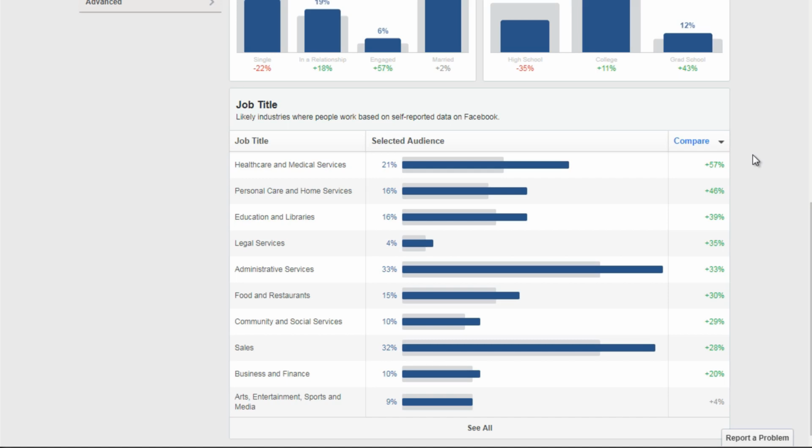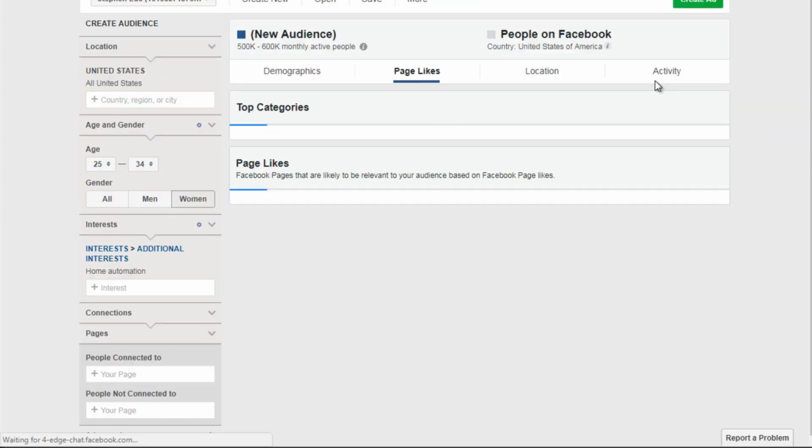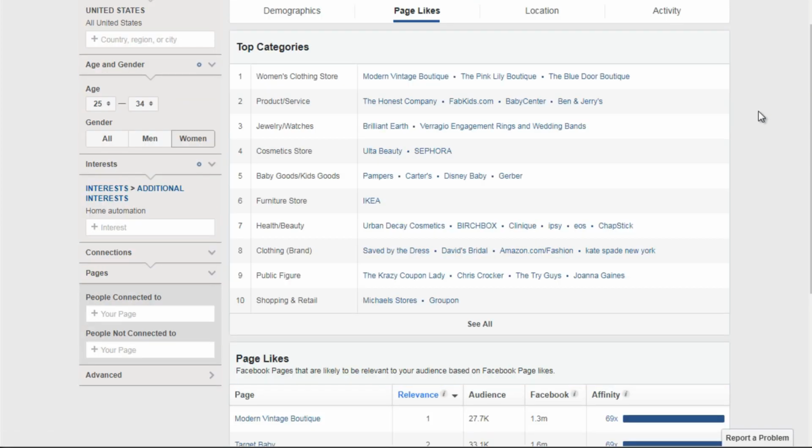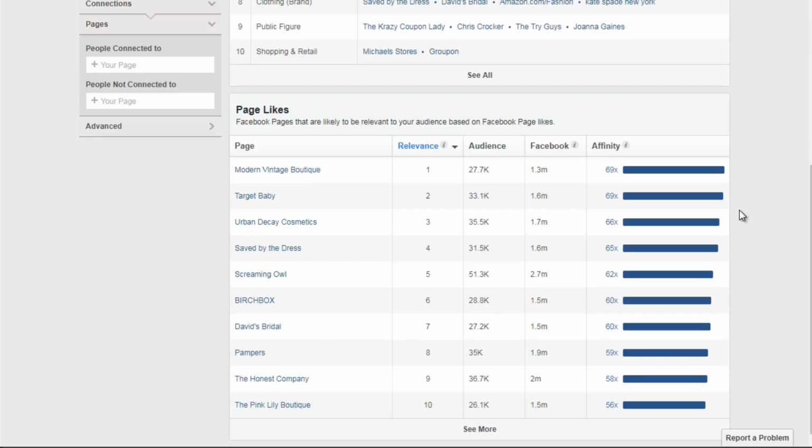So we don't know exactly why until we actually go to the pages that they like and look at that. So we can see business and finance, that's sort of techie. But let's scroll back up and look at the page likes. These right here are the top categories that they are interested in for this age range of 25 to 34. So we can see exactly what they're interested in: clothing stores, jewelry, cosmetics, baby goods, IKEA. So it looks like they're interested in a lot of baby goods. So what we saw earlier was that a lot of them were married at this age, or maybe beginning their life of being married and having a family. So we can see the page likes.